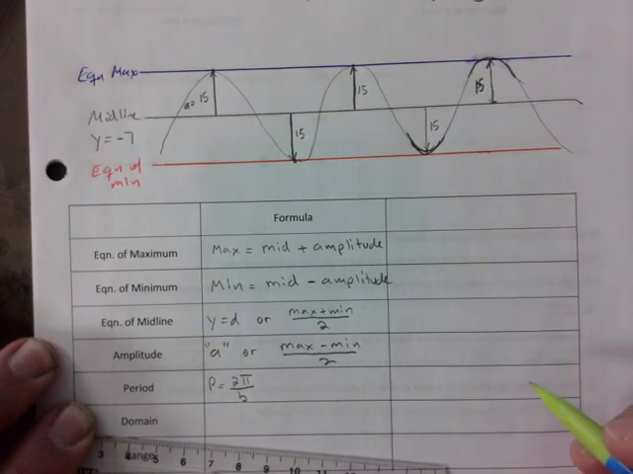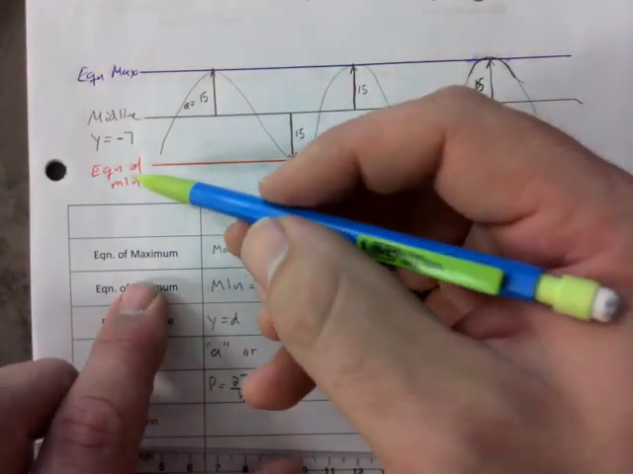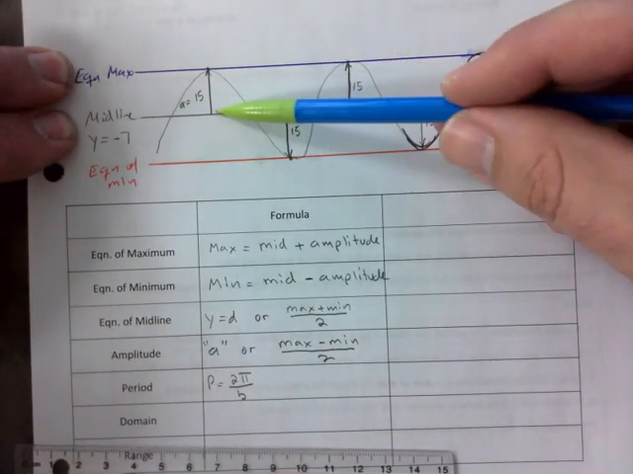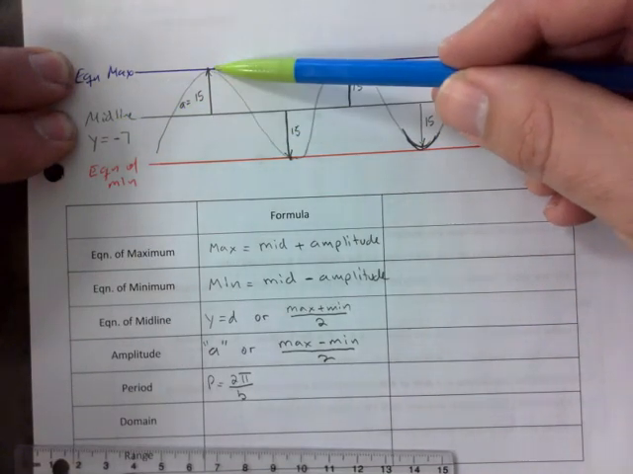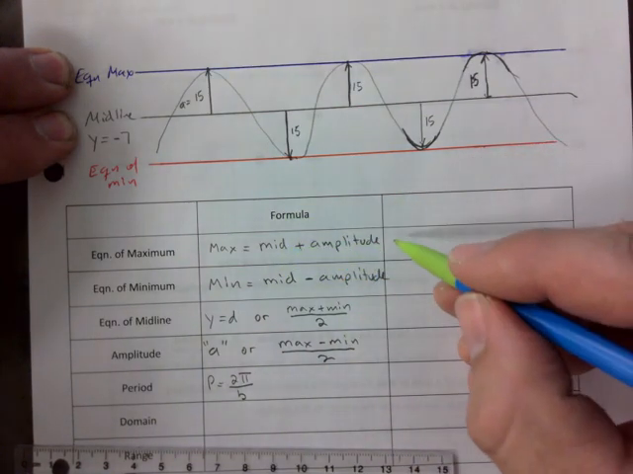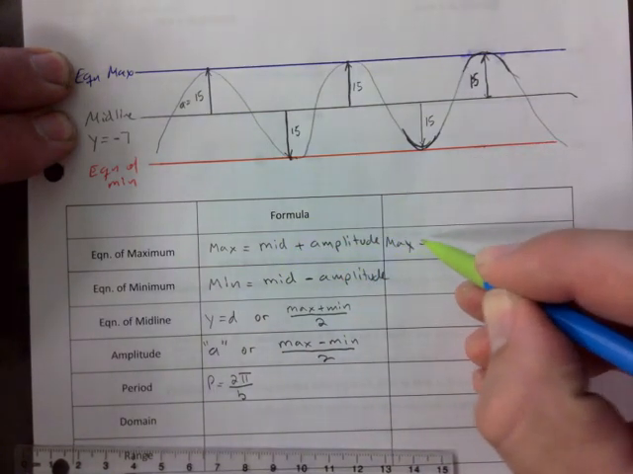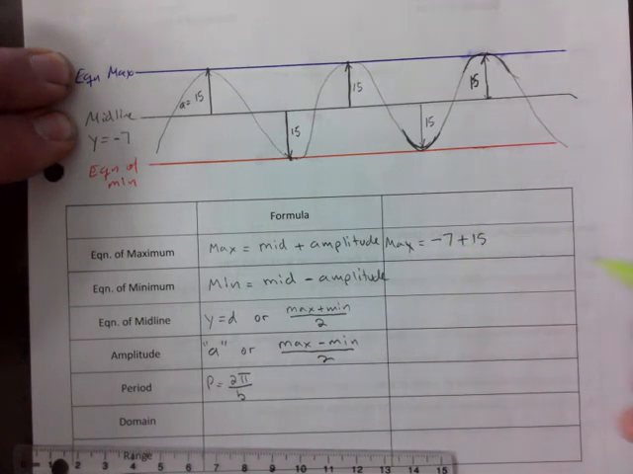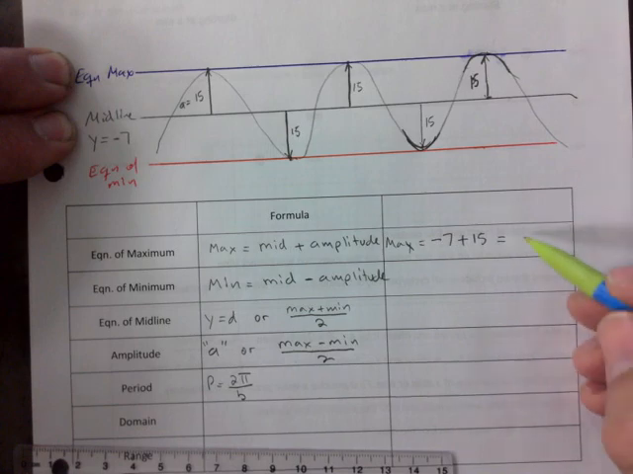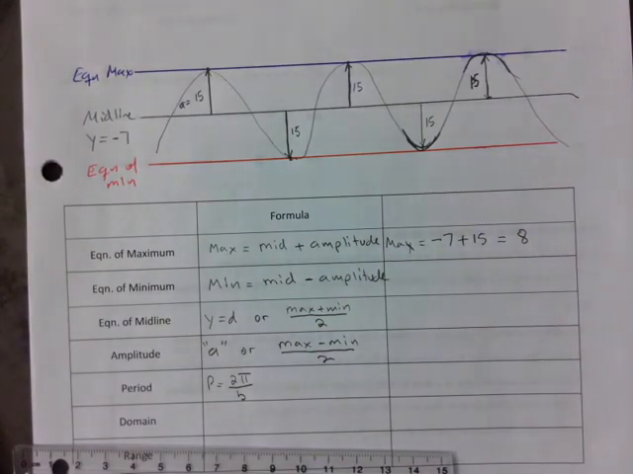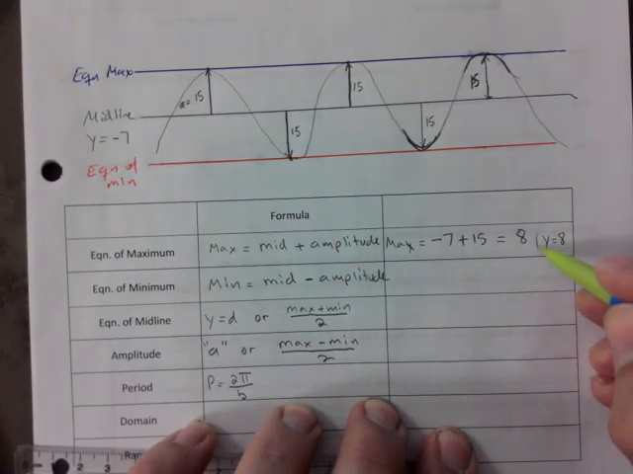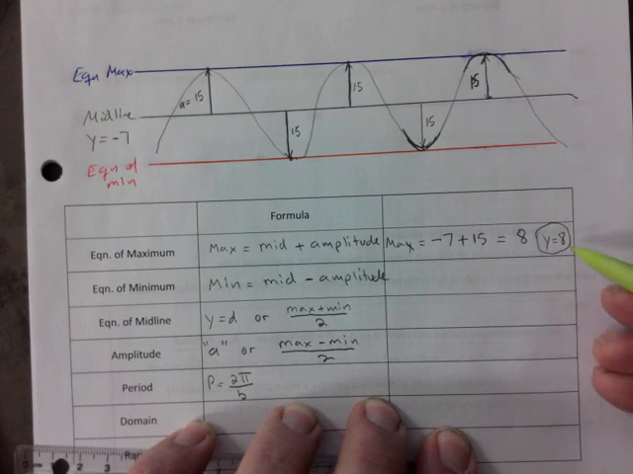Okay. How do we get the equation of the maximum? Let's do the maximum first. Would it make sense that you would just take the midline and add 15 to it? I hope that makes sense to you. So max is going to be midline, which is -7, plus 15. And that's positive 8. So basically it's y is equal to 8. This is your equation of the max.